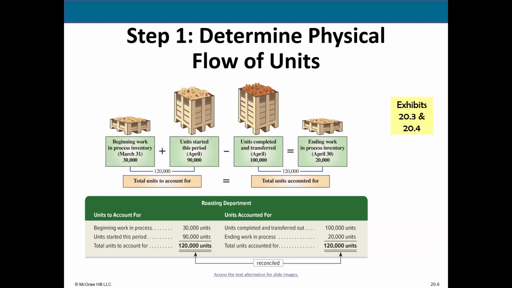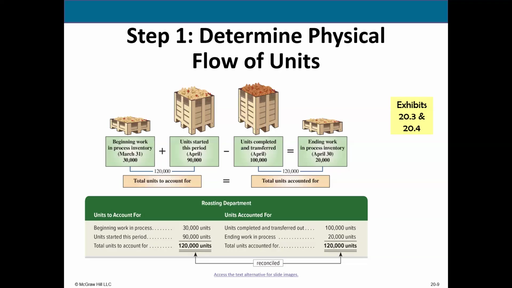So the first step is that we determine the physical flow of units. They started as raw materials inventory, and then they moved into the first department, which is the roasting department. Here we can see the production data for the roasting department. On the left side, we're computing the 120,000 units which need to be accounted for. And how we got to 120,000 units total is we take 30,000 units beginning work in process inventory, and we add in units that we started during the accounting period. That gets us to the 120,000 total units.